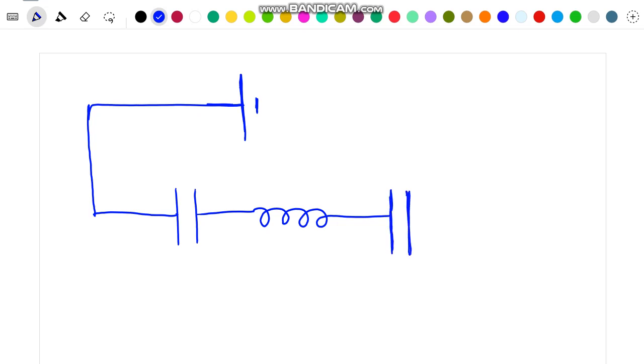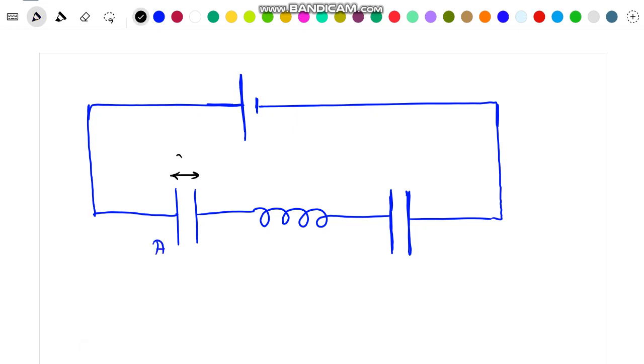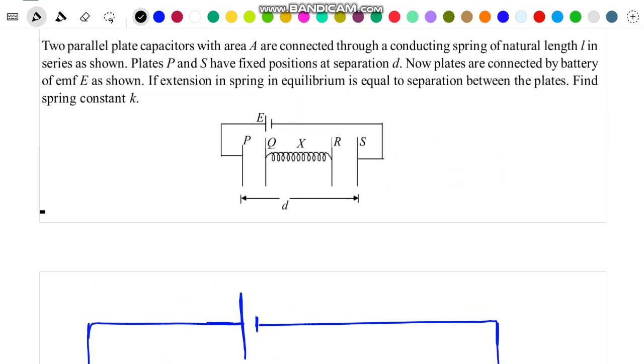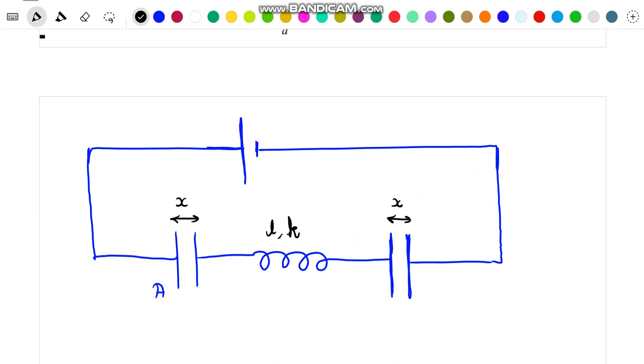So we have a system of two capacitors connected by a spring between them, having area equal to A, and this separation I am assuming to be equal to x, and a spring of spring constant K. Further, it is given that this distance between the outermost plates is D.